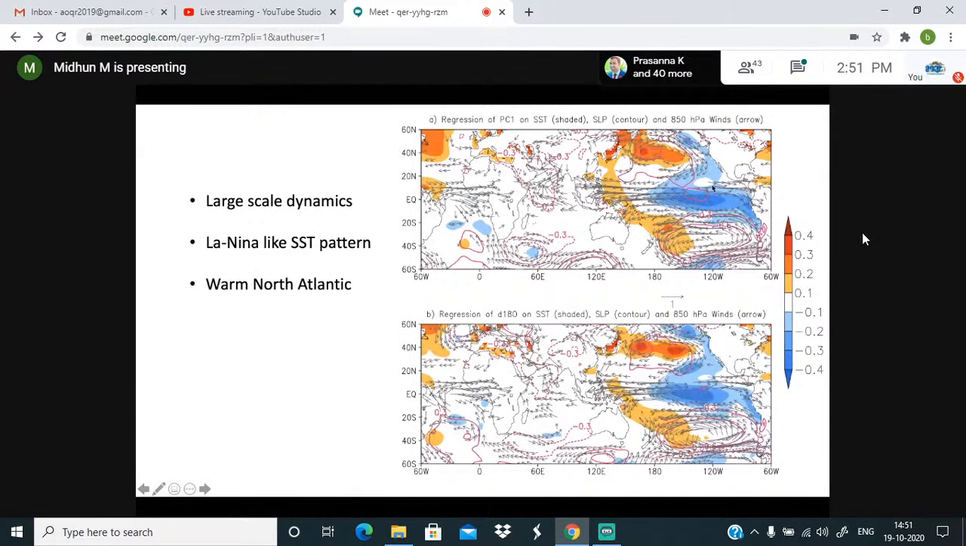You can see winds are going westerly till here, and also here, and from here winds are going easterly towards India. So from the Pacific as well as from the Atlantic, winds are converging to this Indo-African region. That's why we're getting more moisture and more rainfall in this region. When I did the same analysis for delta 18, it also shows a similar pattern in SST, sea level pressure, as well as in wind pattern.